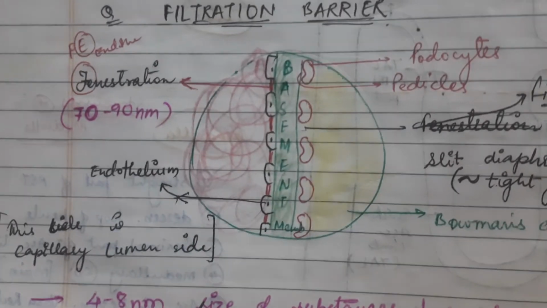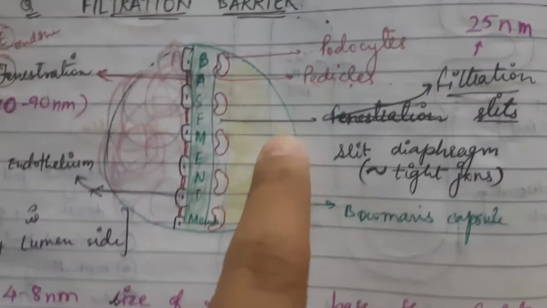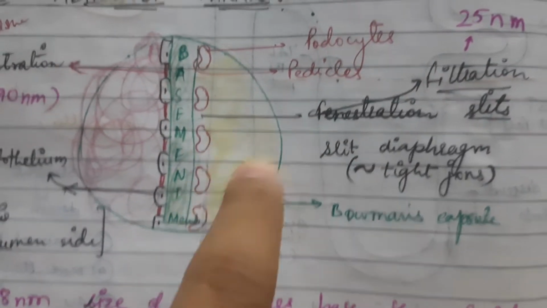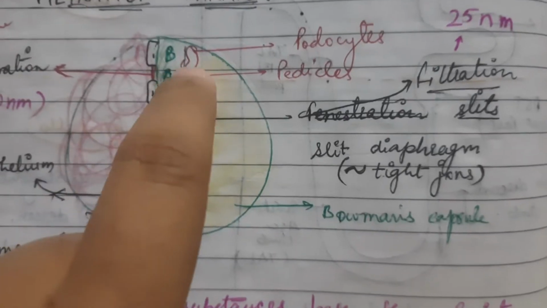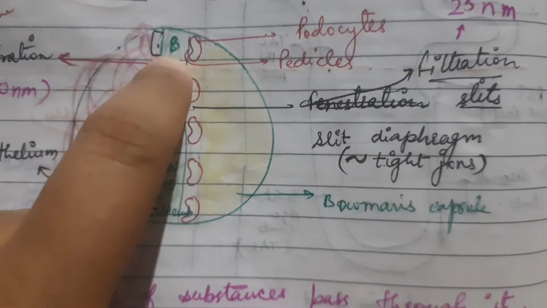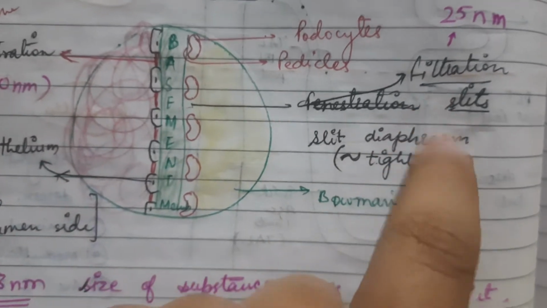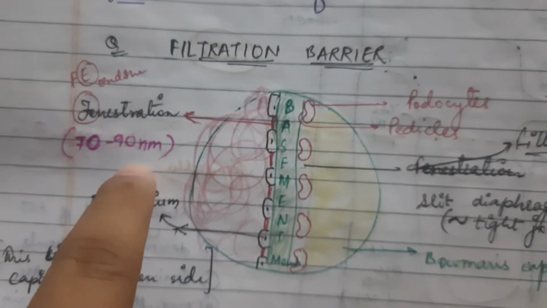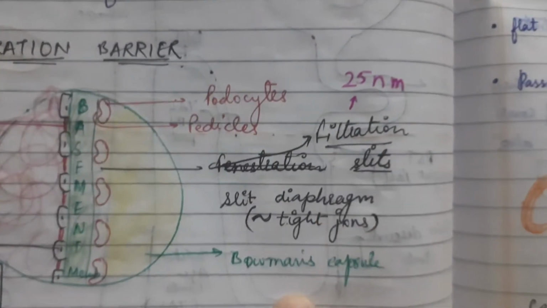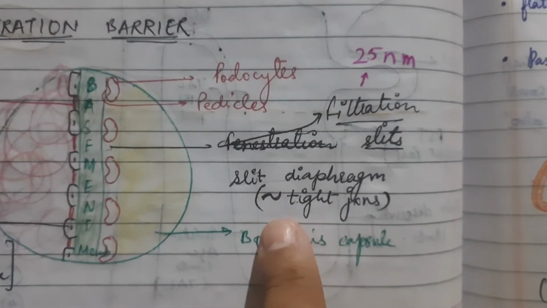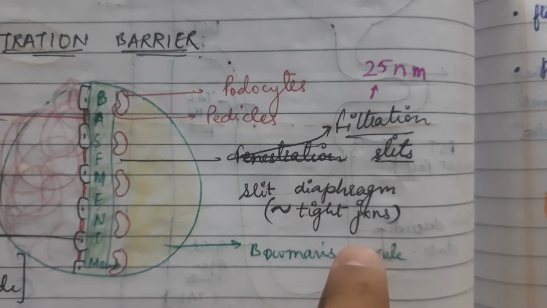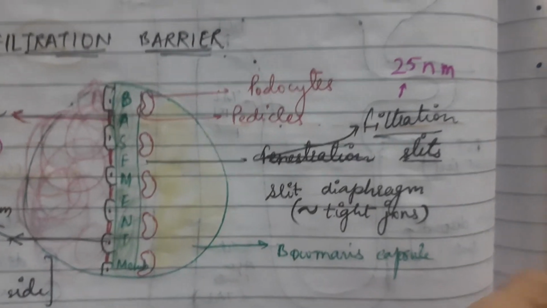70 to 90 nanometer thick, and here this is the Bowman's capsule, this is the basement membrane, here podocytes are present, and the surface of the podocyte is called pedicles, and the gap between them is called filtration slits, which is 25 nm. This is a thicker gap and this is a thin gap, very small gap, slit diaphragm, which is similar to tight junctions. This is Bowman's capsule.